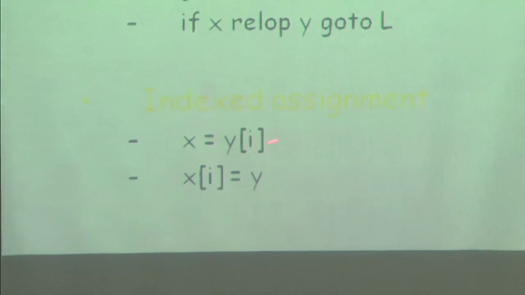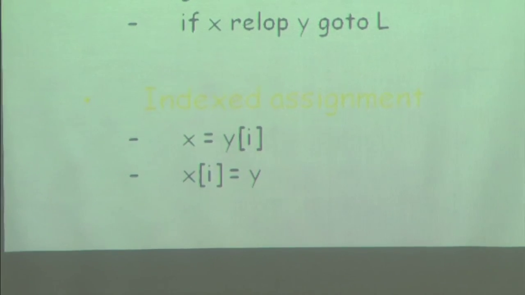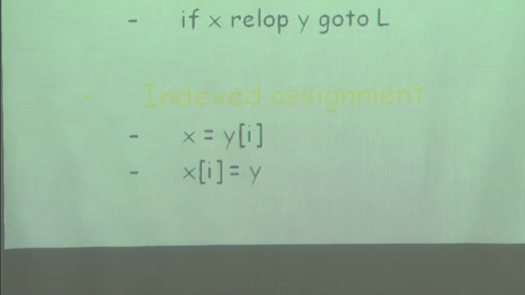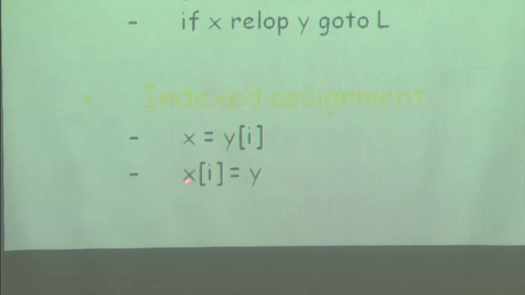And what is the operator on the right hand side? Do I have an operator here? The operator here is just base address plus offset. That's the operator. So similarly, in this case, I have three addresses, but the operator is on the left hand side in this case.